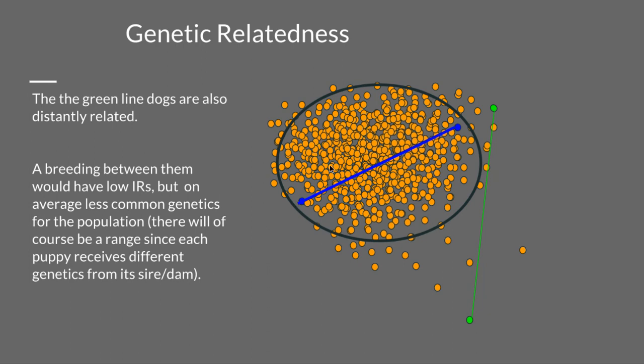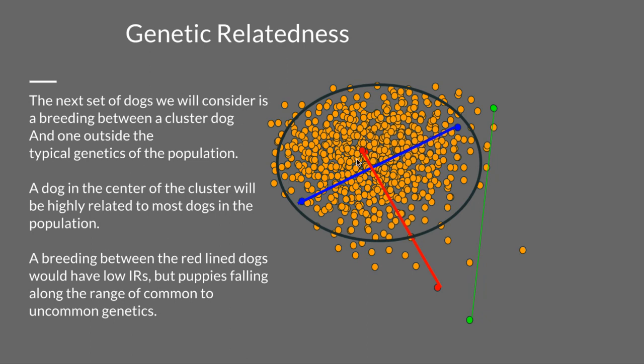This third breeding between a dog that's in the center of the bottleneck cluster genetics with an outlier dog, or a dog that's outside of the genetics. They are also distantly related and would be a category 10 breeding. A breeding between the red line dogs would have low IRs, but the puppies would fall in a range. Some would be in the bottleneck and some might fall outside. Now, it's important to note that a dog that is inside the bottleneck will be related to a majority of the breed, because you can tell they are closely related to a majority of the dogs.